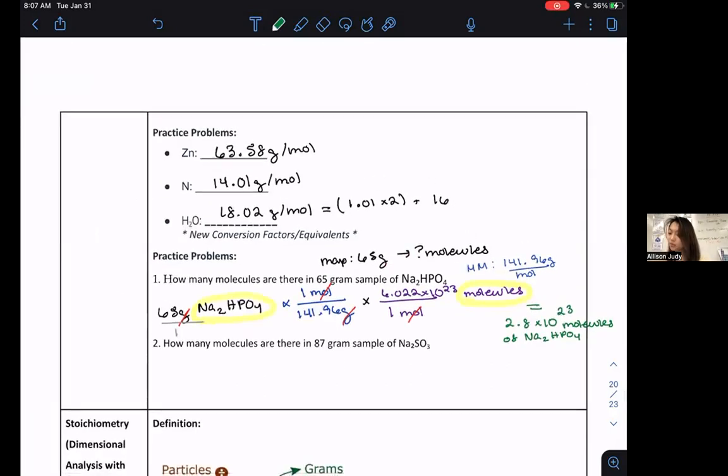I realize some of you might be a little confused how I got the molar mass for sodium biphosphate. Remember, you take the sum of the mass of each atom in the compound. So I had 2 sodiums plus 1 hydrogen plus 1 phosphorus plus 4 oxygens.